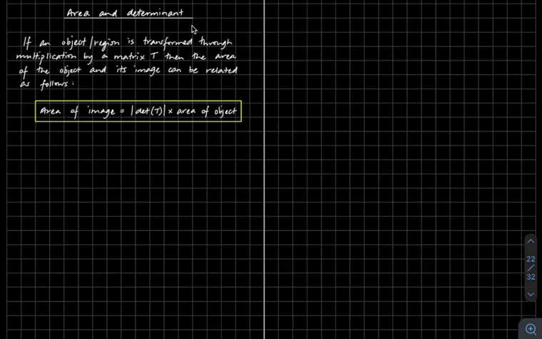Now that can be proved, and your textbook does a little proof of that. We don't really need to worry too much about that, but you can have a bit of a look if you want. But we can use this, and in some cases it's actually a much simpler way of finding the area of an object or an image. So let's do an example.